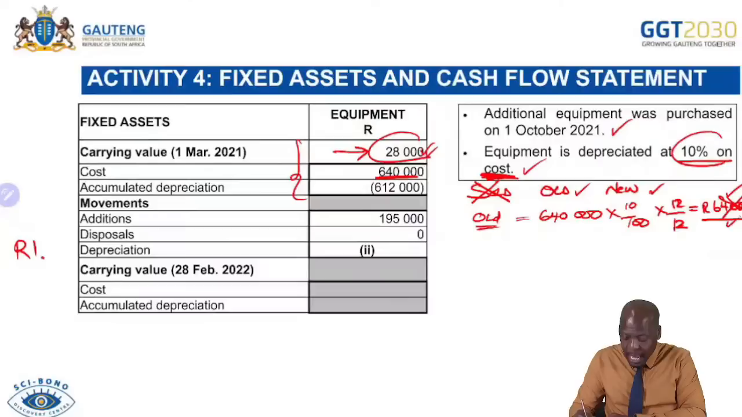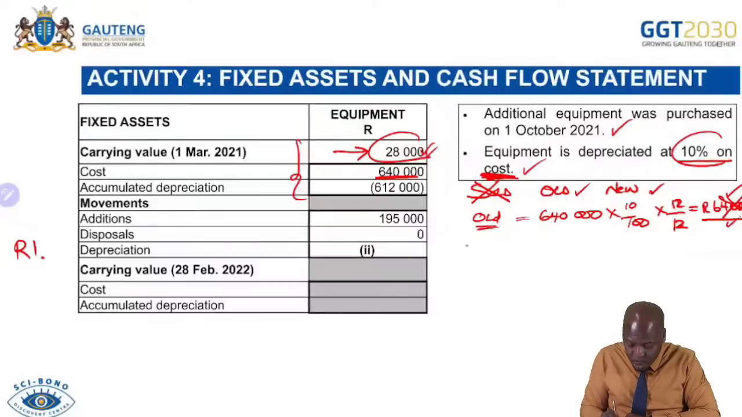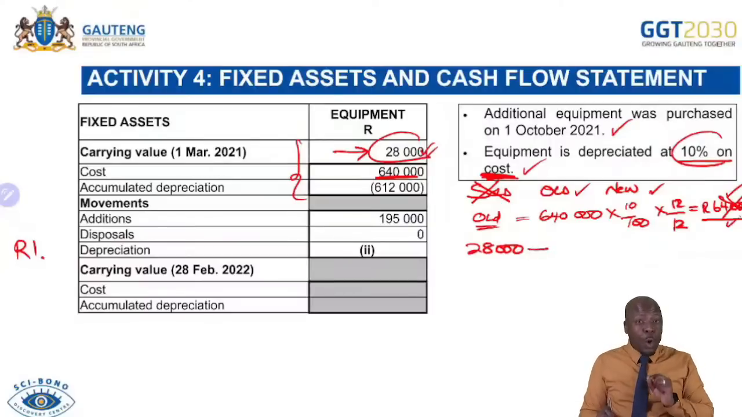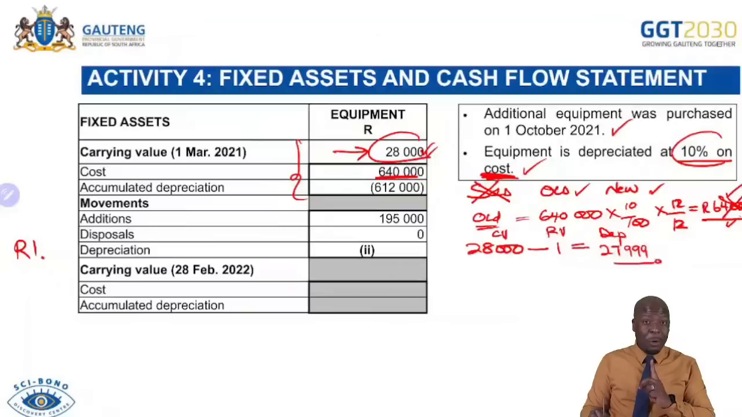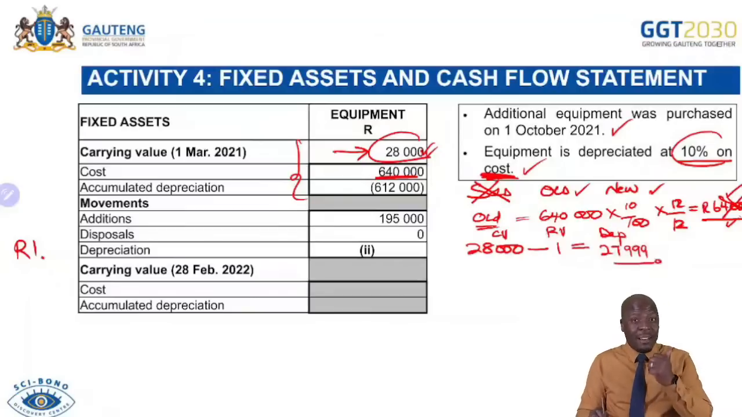So you abandon the 64,000 and work with the 28,000. I cannot depreciate the entire 28,000, because I know I must remain with 1 Rand. So the 28,000, which is the carrying value, minus the 1 Rand residual value, gives me my depreciation, which becomes 27,999.